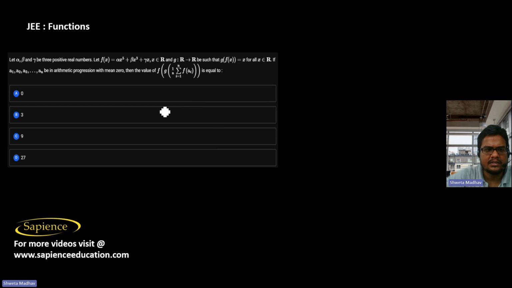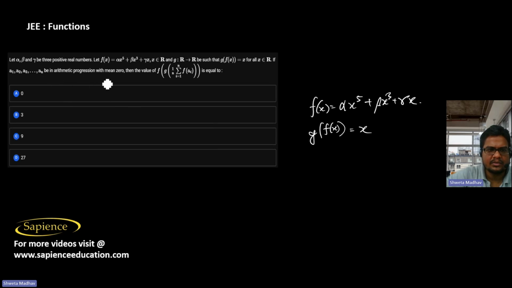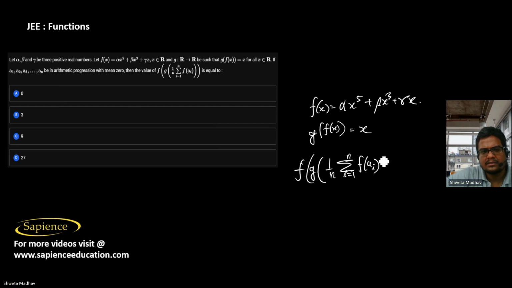So here it is told that let alpha, beta and gamma be three positive real numbers where f of x equals alpha x power 5 plus beta x power 3 plus gamma x, such that g of f of x is equal to x for all x belongs to R. If a1, a2, a3 till an are in arithmetic progression with mean 0, then the value of f of g of 1 by n summation i goes from 1 to n f of ai, that we have to find out.